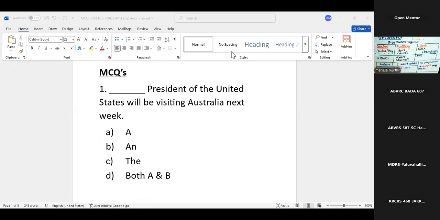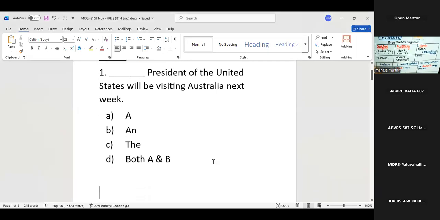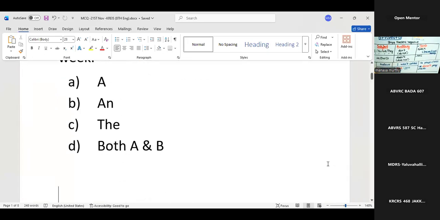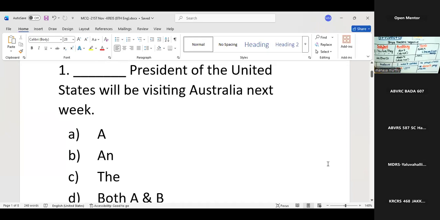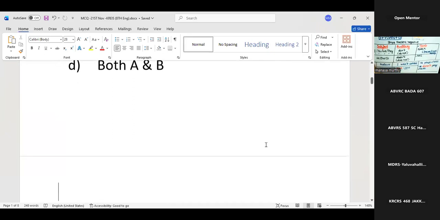The President of United States will be visiting Australia next week. Answer? Yes, exactly. The answer chosen by you is perfect. The President of USA would be visiting Australia next week. Exactly. The answer told by you is correct.